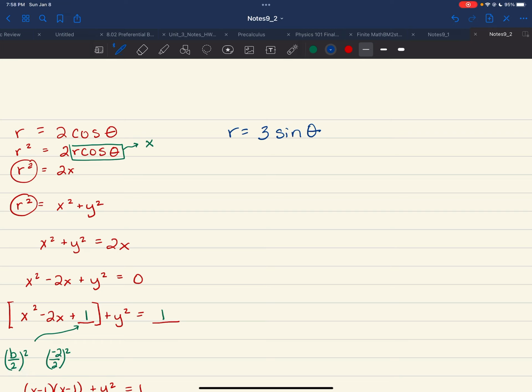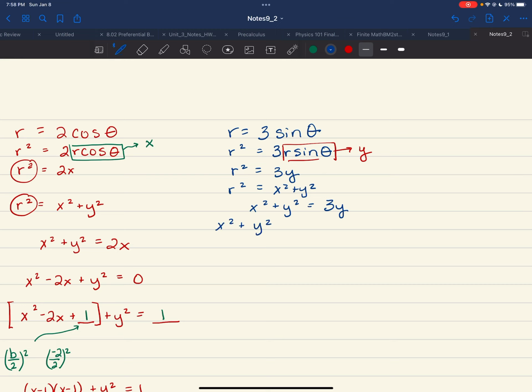Again, I see a trig function, so I'm going to multiply both sides by r. So 3r sine theta, I see r sine theta, that's going to be y. So I have r squared equals 3y, and then r squared is also equal to x squared plus y squared. So x squared plus y squared is equal to 3y. And again, we have x squared plus y squared minus 3y is equal to 0. And we're going to complete the square on that one.